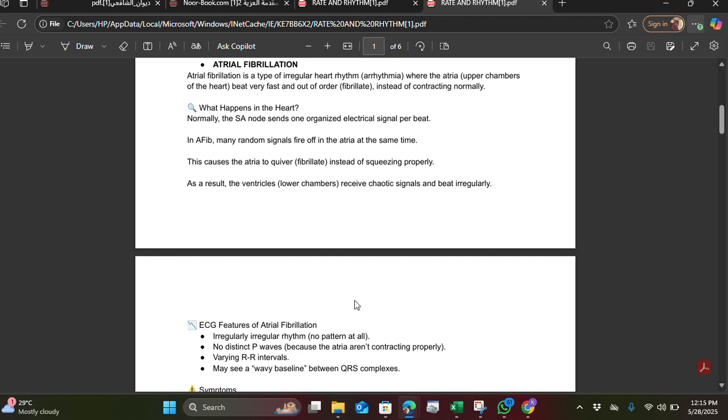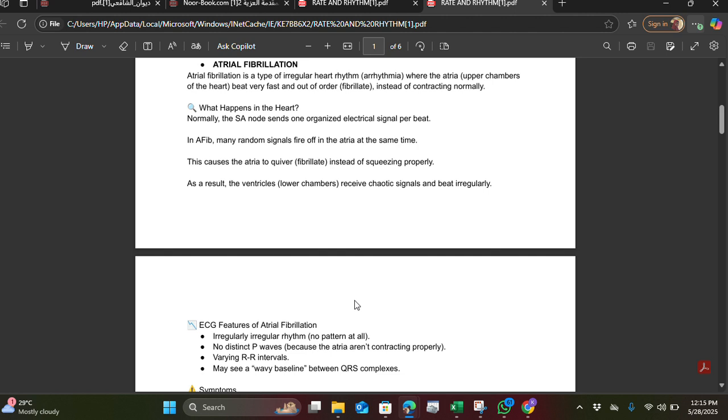Atrial fibrillation is a type of irregular rhythm. At least if something is not regular, it's going to be irregular. And what is making it irregular? How do I know that the irregularity is caused by atrial fibrillation, or by supraventricular tachycardia, ventricular tachycardia, or ventricular fibrillation? Those things. That's why we're learning the rest of these things.